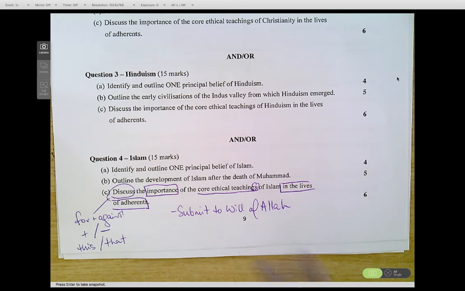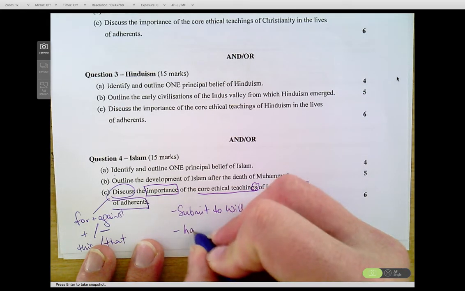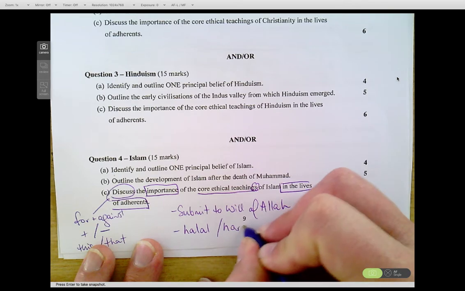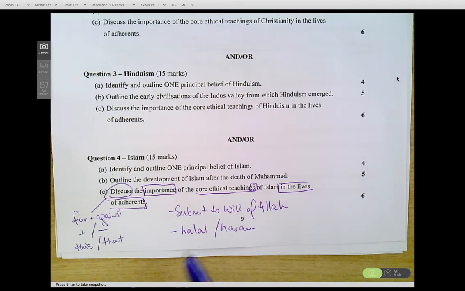When it says adherents, in the syllabus it asks about individual or community, we can talk about both in this one here. If we just spoke about an adherent for an individual and the importance of the core ethical teachings, we're probably not going to be as full a response as if you talked about the community as well. So a great thing for and against there is the two H words for ethical teachings in Islam, halal or haram. And basically things that are permitted or things that are forbidden. Right, and that's great for a discuss question there.